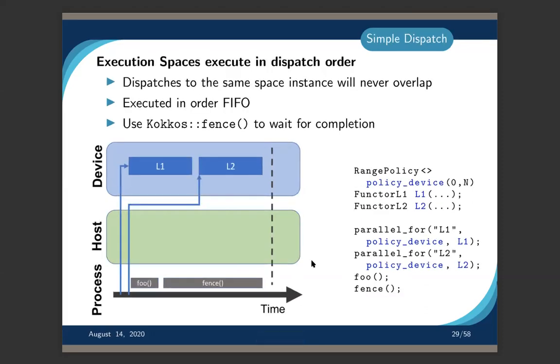You can dispatch multiple kernels one after another. And what happens is these kernels get injected into the queue of the device. The second call doesn't block, it doesn't wait until the first call is done. It just dispatches work into the queue. So foo can actually still overlap even with L1, assuming L1 takes long enough. And if you do a fence, it waits for everything.